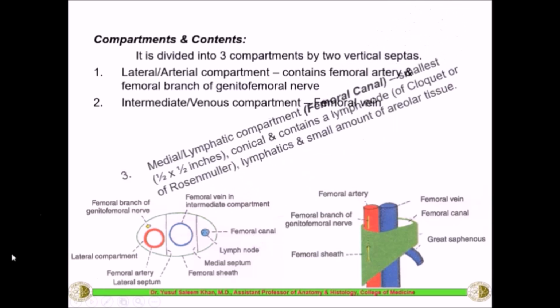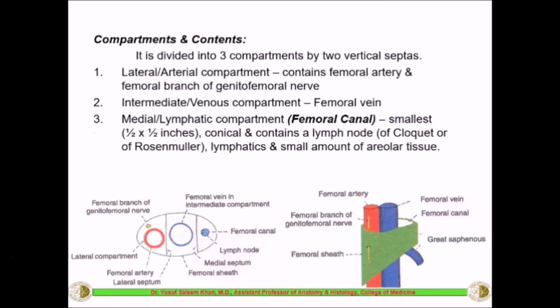The most medial compartment is empty. So this is almost empty except for a few lymph nodes. This is also called the medial compartment, or the lymphatic compartment, because of the presence of a small group of lymph nodes. Even though this compartment is empty, it is the most important of these three because it is clinically important.